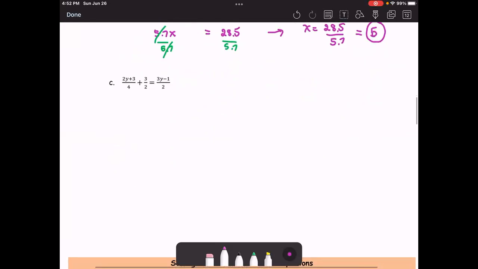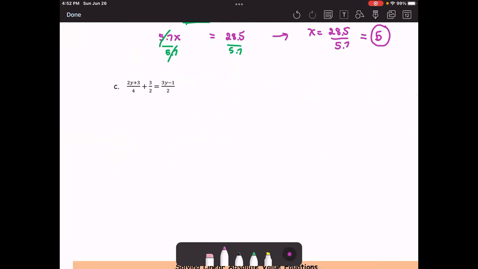Another example, we have the quantity 2y plus 3 divided by 4 plus 3 over 2 equals the quantity 3y minus 1 divided by 2. For this problem, the variable is y. We have denominators, so the first step, we are going to multiply all terms by the common denominator. The common denominator, or the LCD, is the value 4. So multiply all by 4.